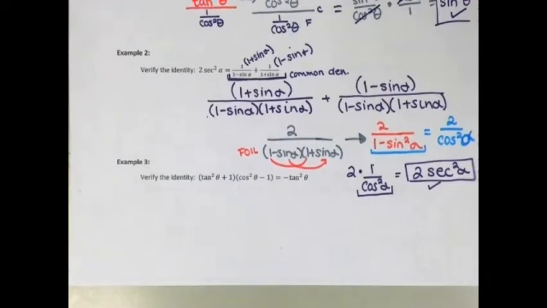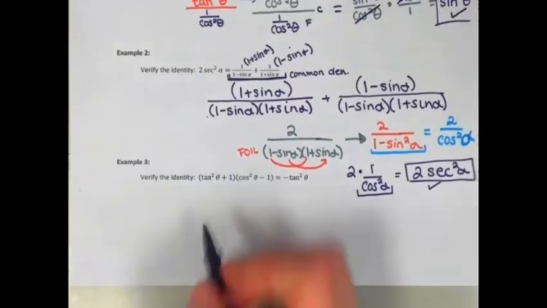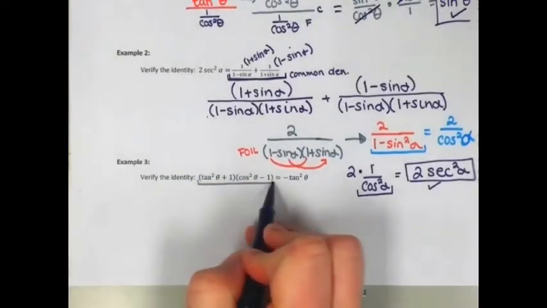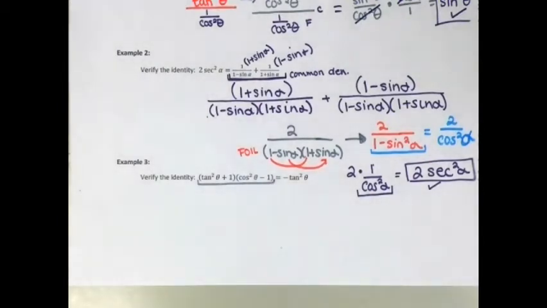Verify that tangent squared theta plus 1 times the cosine squared theta minus 1 equals the negative tangent squared theta. Which one's more complicated? The left one. So let's work on that side. Now we are multiplying, so we could FOIL if we wanted to, couldn't we?